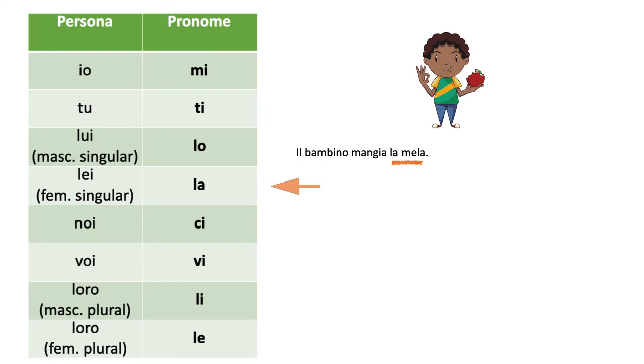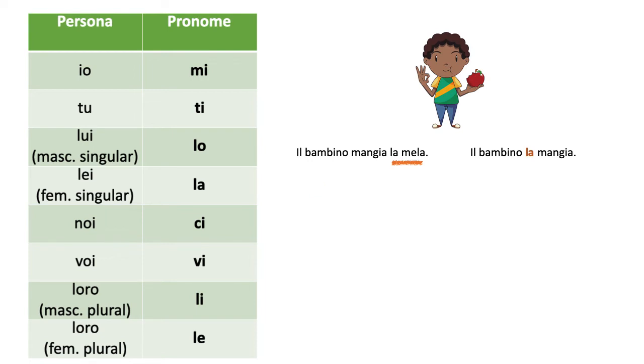We use this pronoun to replace both feminine people that are direct objects of actions and feminine words. Remember, in Italian, all words have gender. So the pronoun we need to use to replace la mela is la. Where do we put it? Remember where we put it? Before the verb. So the sentence rewritten with the correct direct object pronoun goes like this: Il bambino la mangia. Okay?